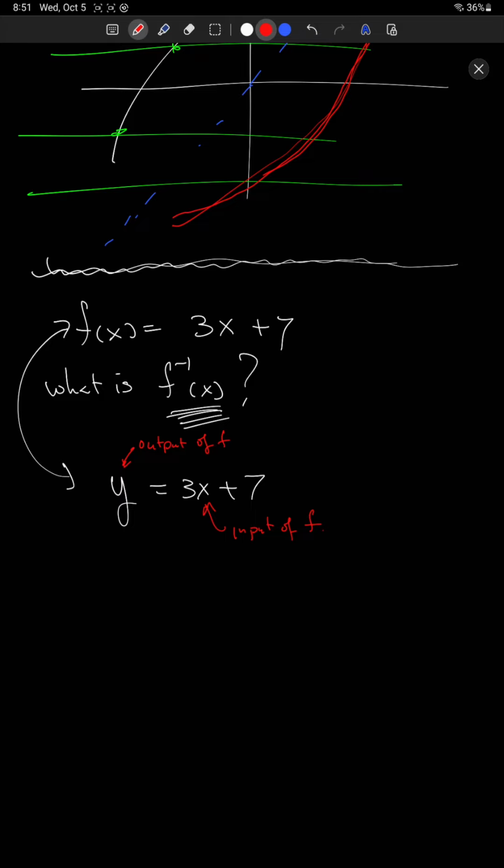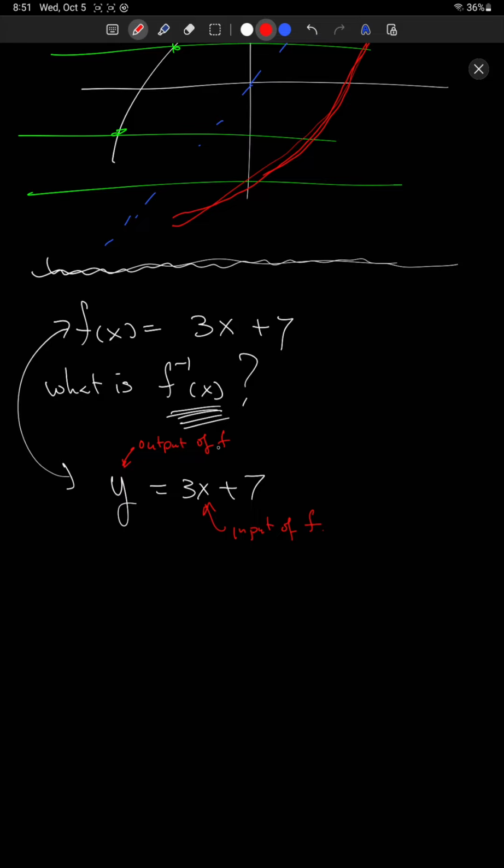And also, thinking of it this way with the y and the x also relates to the graph, because x is the x coordinate. You can think of it this way. X is the x position, y is the y position, and this would represent a point, right? X comma y represents a point on the graph of f. Okay, now what about f inverse?